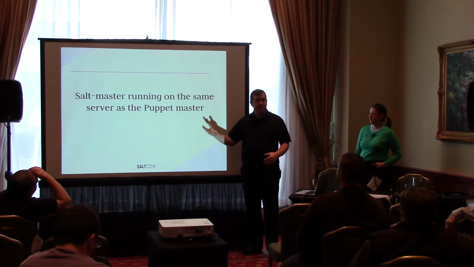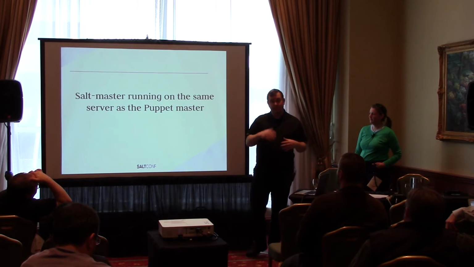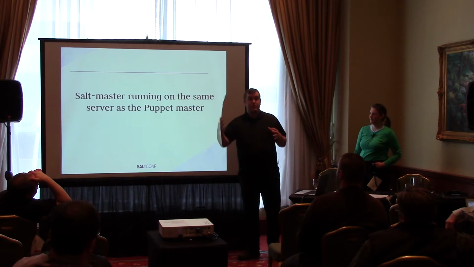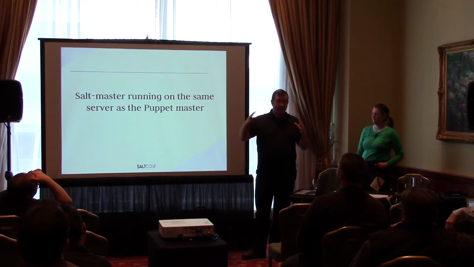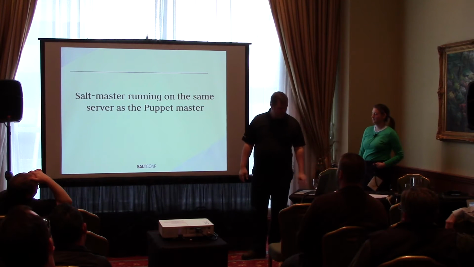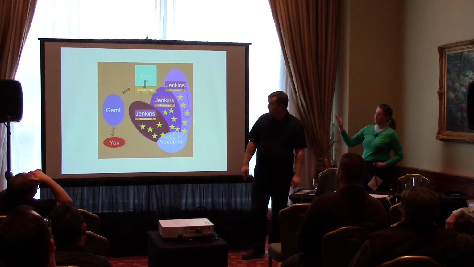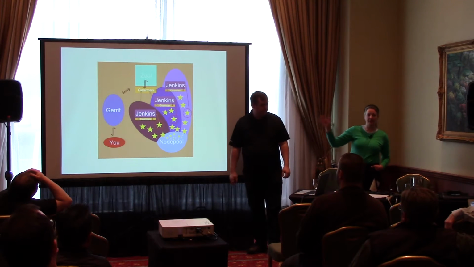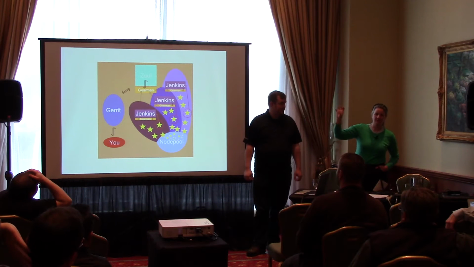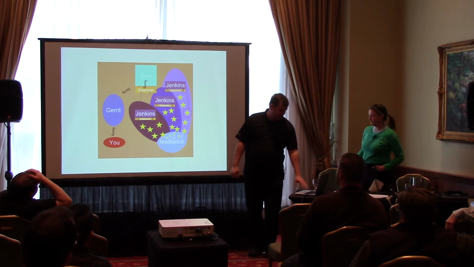So on their Puppet master, we installed a Salt master. So we have the Puppet master running on the same server as the Salt master, as well as a Salt minion. So the Salt master can configure itself and do things there as well. So there's another picture of the graphic. When I wrote it, I ran out of space. So just imagine another server there on its own, and it's the Puppet master, Salt master, with a Salt minion on it as well.